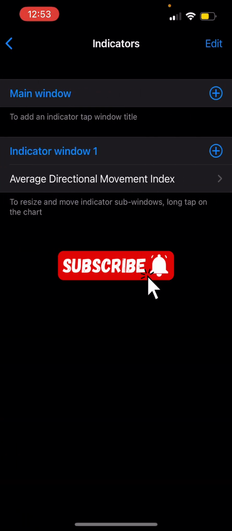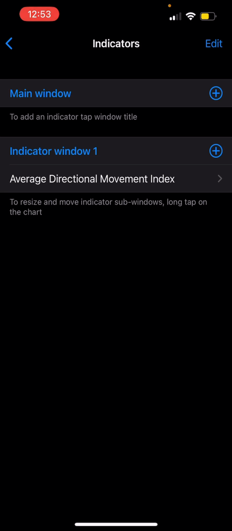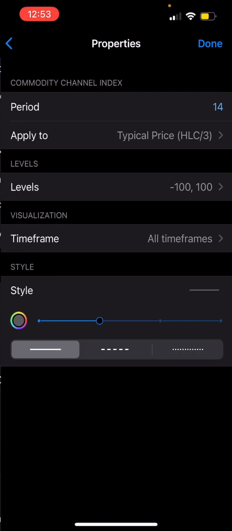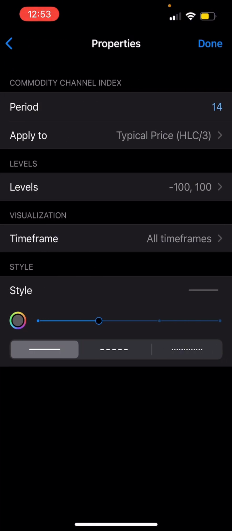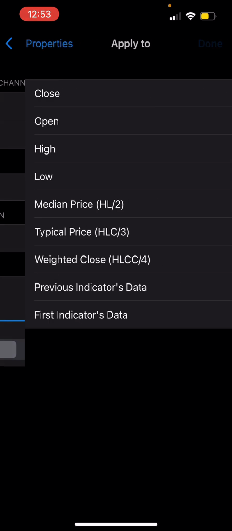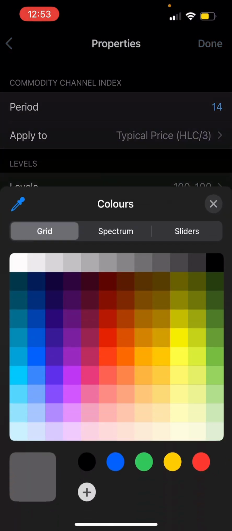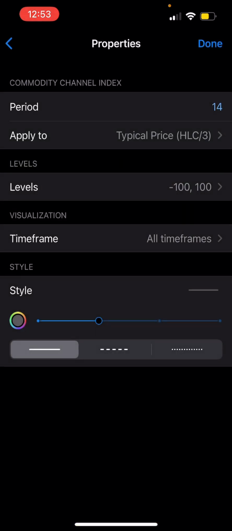The next indicator I want to add is Commodity Channel Index, still on indicator window 1. For the period, we're going to be setting it to period 14, applied to typical price. As you can see, for the style, we're going to be using 2 pixel. You see, guys, I said 1 pixel, then 2 pixel. We're going to be using 2 pixel.